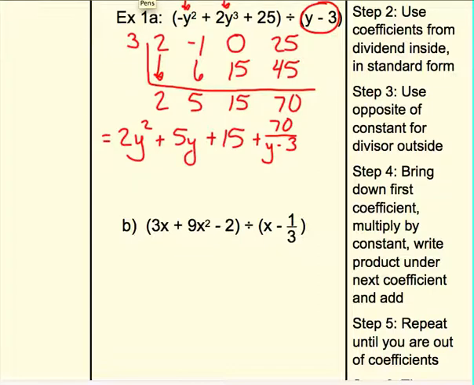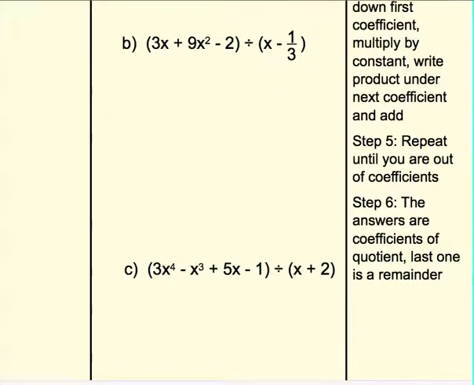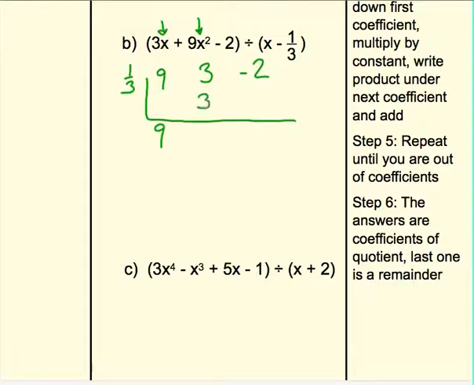All right, our next one looks a little bit more fun. We've got a fraction. No big deal, at least we're not doing long division, right? So I start by putting my coefficients in standard form inside the box. My highest power is 2, so my lead coefficient is 9. Next is 3, and then my constant. This does cover the x squared, x, and then the 0 power, so I didn't need any placeholders on this one. Opposite of my divisor goes outside, bring down the 9, multiply, add, multiply, add.